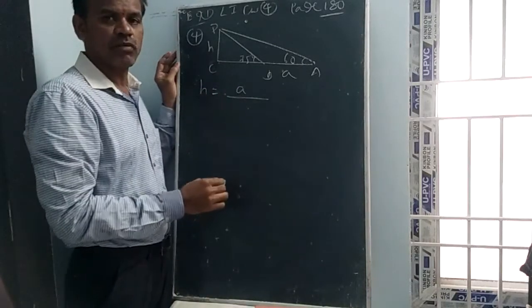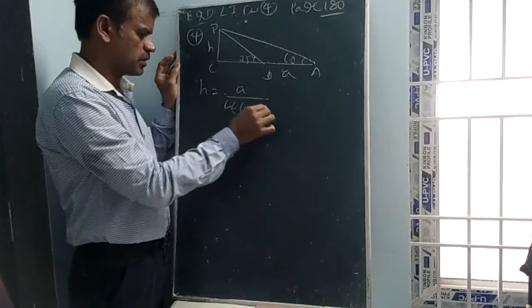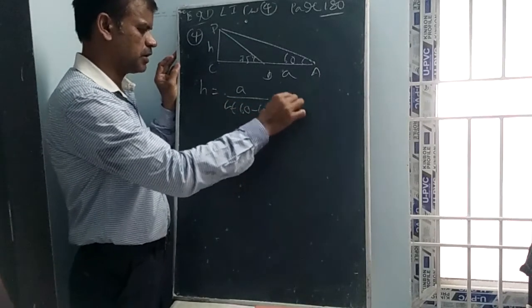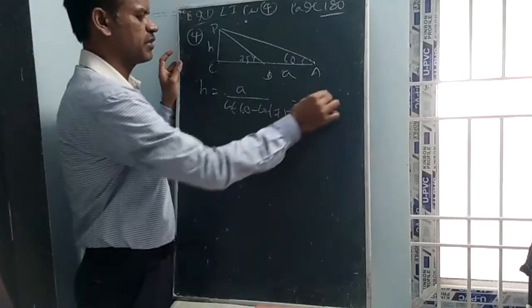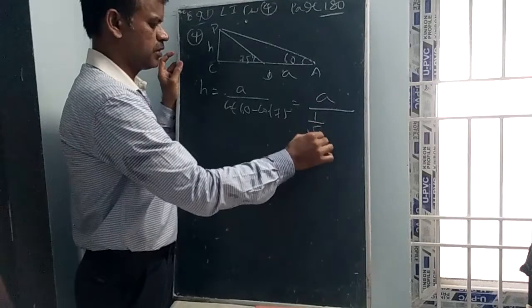Formula: D by cot alpha minus cot beta. H is equal to a by cot alpha minus cot beta. Directly I am writing cot 60 by cot 60 minus cot 75. a by, what is the value of cot 60? 1 by root 3.